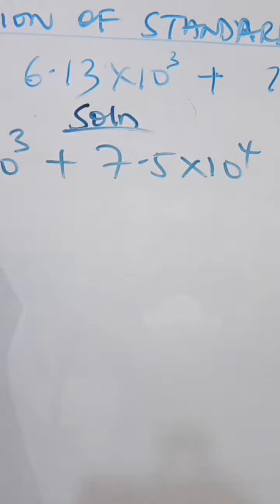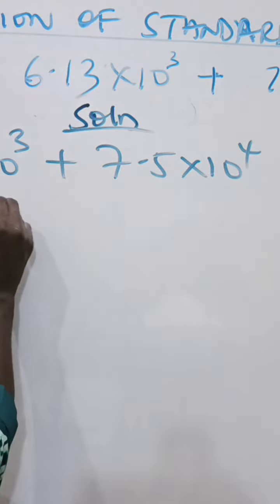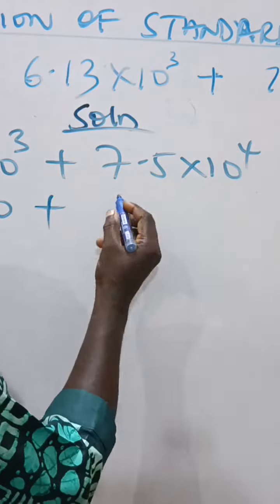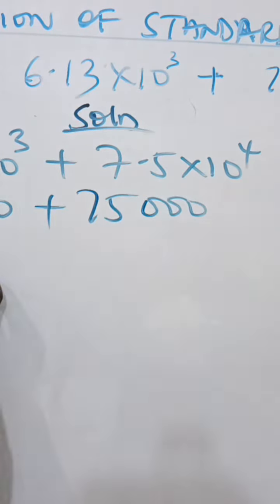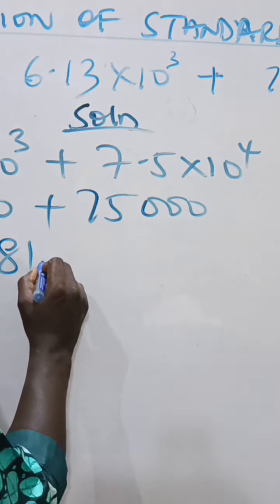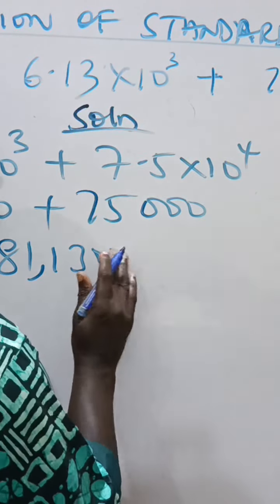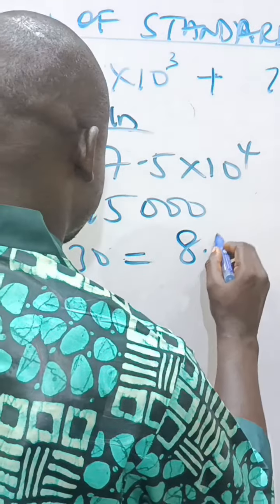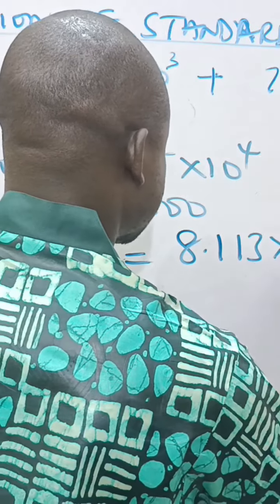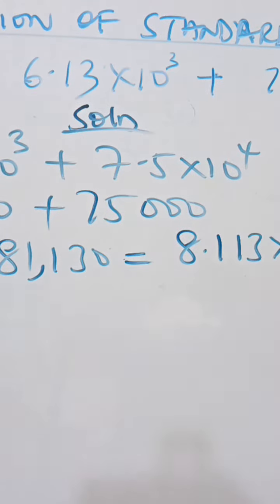For instance, if I convert this to ordinary form, I'm going to have 6130 plus, if I convert this, I'm going to have 75000. So if I add the two together, I'm going to have 81130, which is the same thing as, if I convert it to standard form, 8.113 times 10 raised to power 4. That's what I'm going to get if I decide to use this approach.